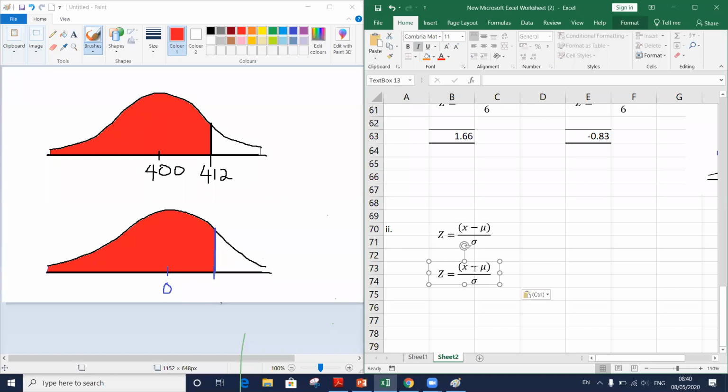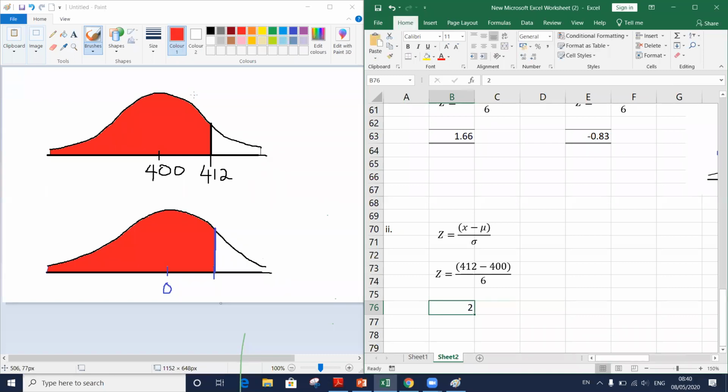Now, what is the x value? It should be 412. Mu means the mean. Mean value is 400. Standard deviation value is given, that is 6. So what should be the z value? It should be 2. Right? Now the z value corresponding to 412 grams is 2.